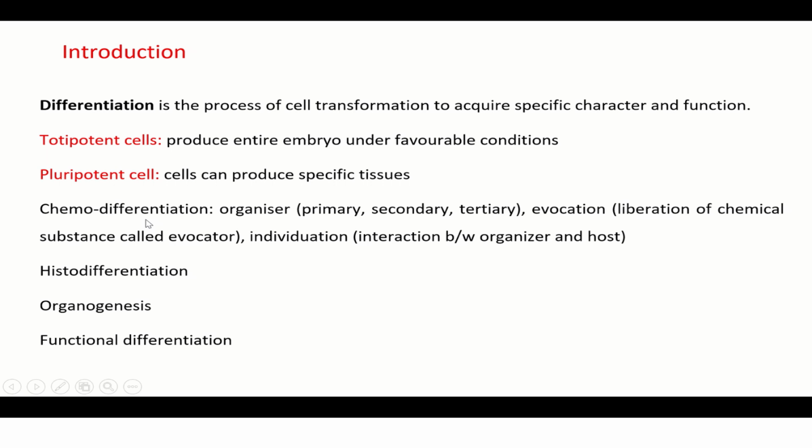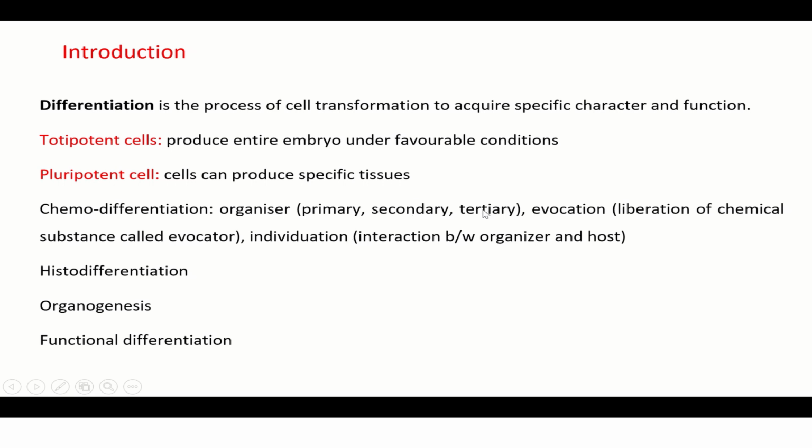There is a chemodifferentiation, which is induced by an organizer. In the human embryo, the organizer is the primitive streak, which is the primary organizer. The primitive streak induces the development of the notochord and secondary mesoderm. The notochord acts as the secondary organizer, which induces the formation of the neural tube from the neuroectoderm. And the neural tube acts as a tertiary organizer, which induces the formation of somites. So primary, secondary, and tertiary.